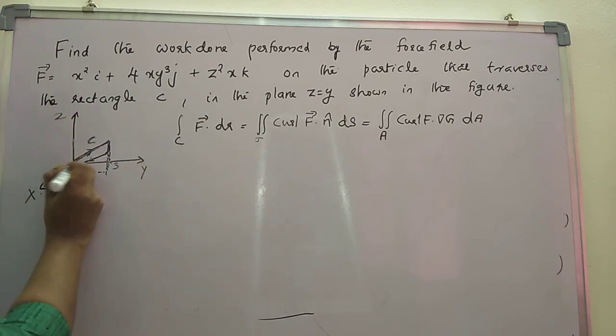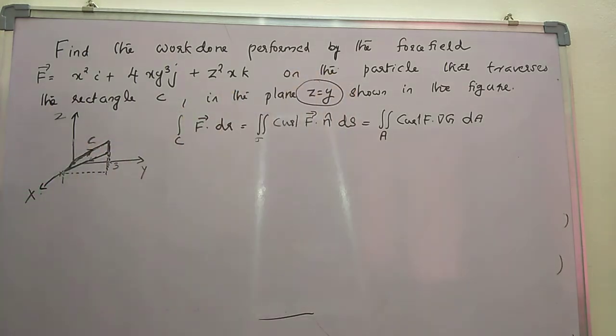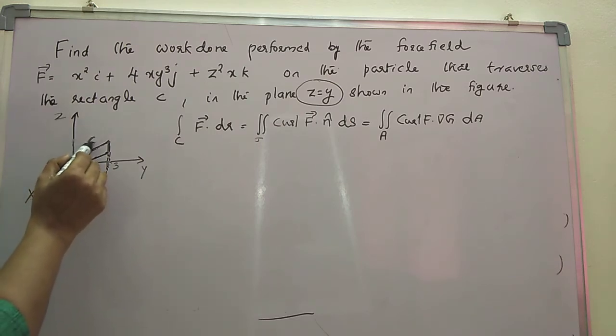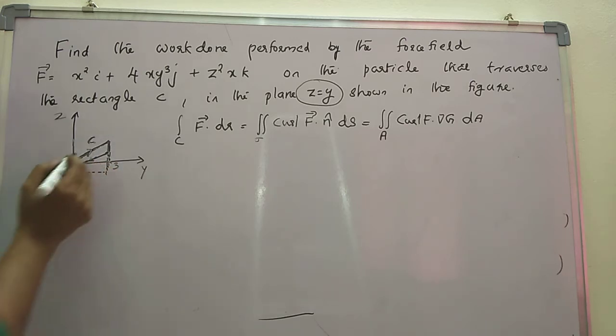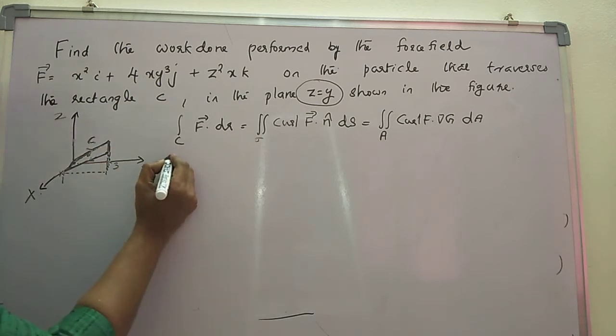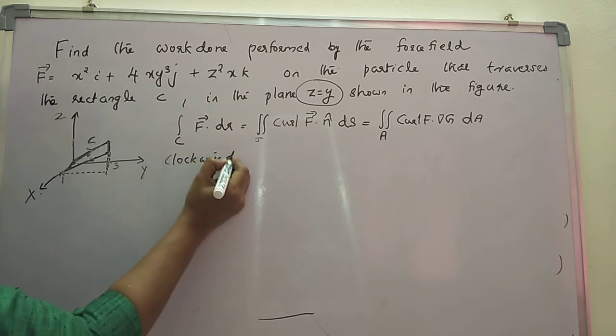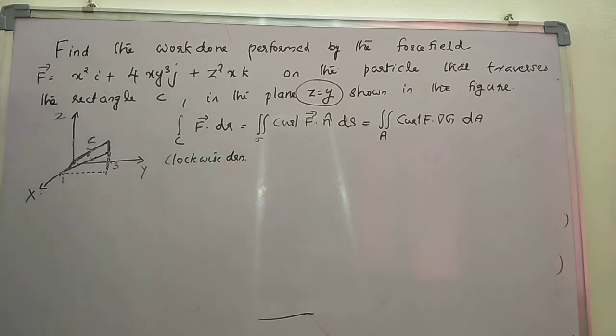And this rectangle is the curve, given by the plane z = y, as shown in the figure. The curve is the boundary of the rectangle. And what is the direction of this? Obviously, as the direction is given like this, it is in the clockwise direction. So we have to identify the direction from the direction given in the figure itself.